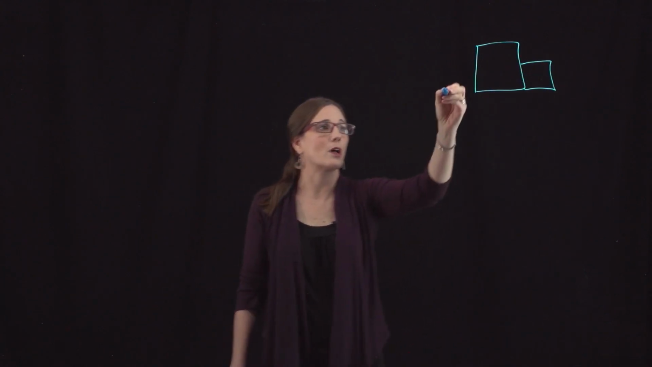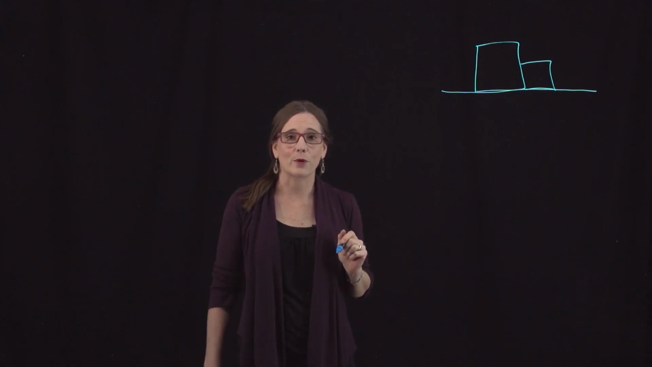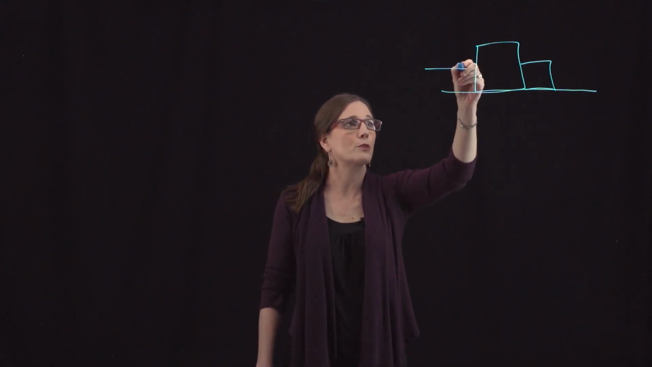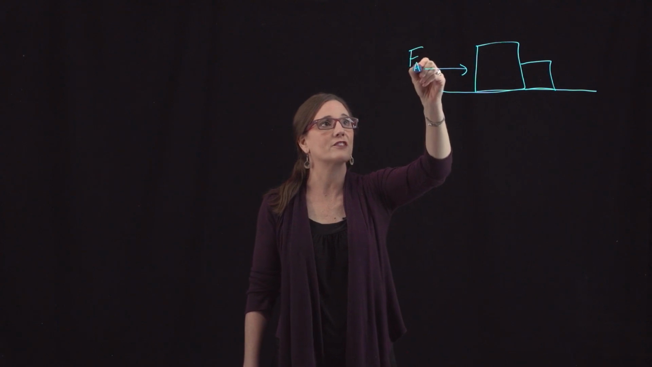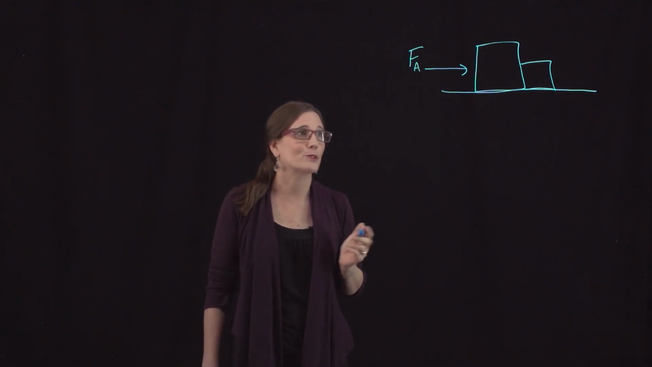In this problem, we're going to look at two boxes that are in contact on a horizontal table. So we have a larger block and a smaller block, and they're in contact on a horizontal frictionless table. There's an external force applied to them, which we're going to call F sub A, where the A stands for applied. So let's assign some values to these things.